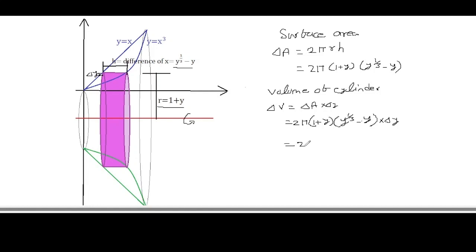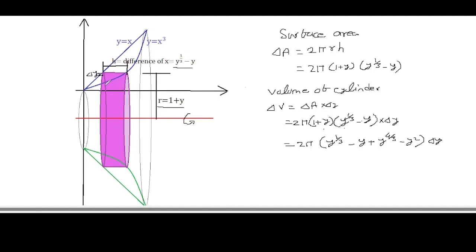So after expansion, it becomes 2 pi multiplied by the 1 first, y to the power 1 by 3 minus y, plus, taking this y together, y to the power 4 by 3 minus y squared, delta y.